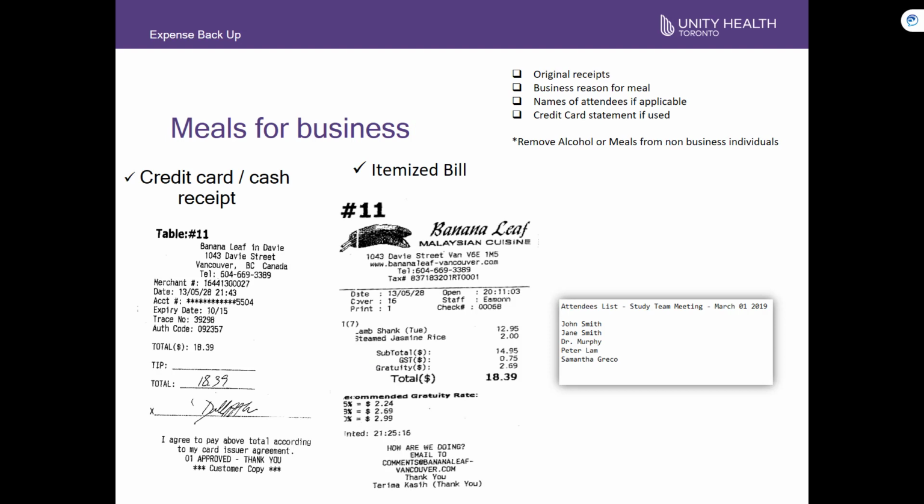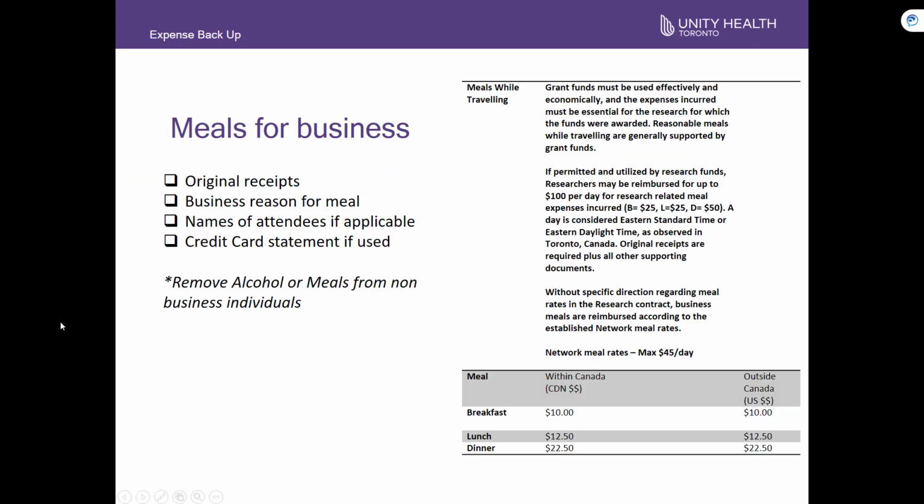Meals for business purposes. Ensure you include the original receipt, the business reason for the meal, name of attendees if applicable, and your credit card statement if it was used. Ensure you remove any alcohol or meals for non-business individuals. Please review the research supplemental and the hospital travel and expense policy for the limits for food purchases that you can recover.